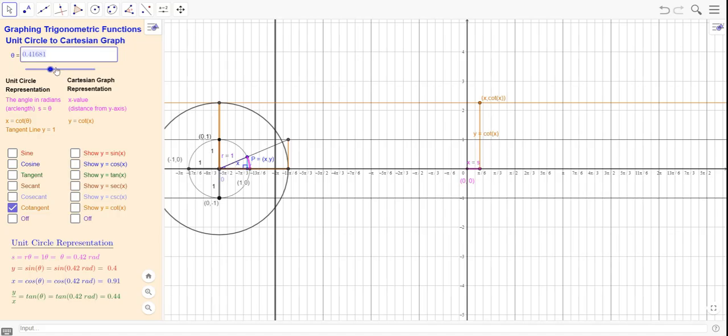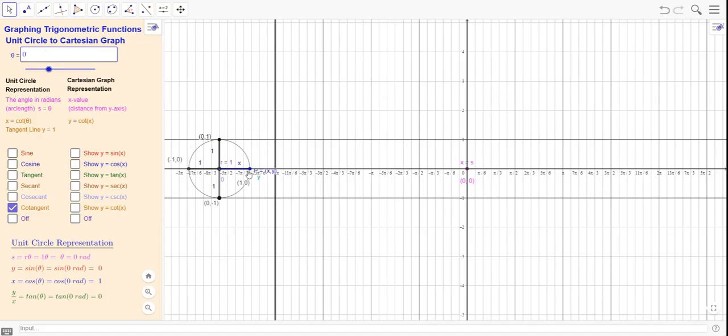Now, what happens when you're at 0? Let's just start there. Let's take this point here. It's the point (1, 0). r is also 1. So cotangent is, well, we don't actually need r, we need y and x, right? We need x over y, 1 over 0. Oops, that's undefined. So there is no point on the y-axis here. The y-axis will be a vertical asymptote.